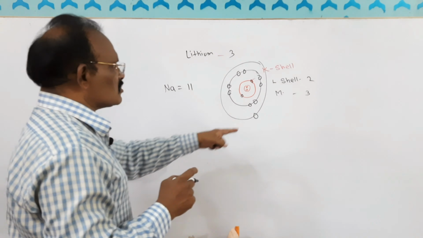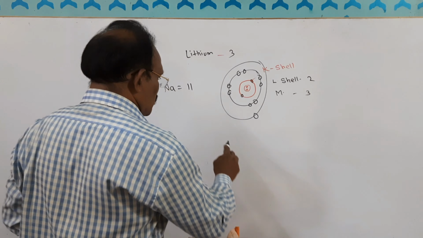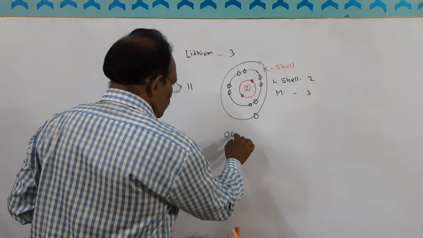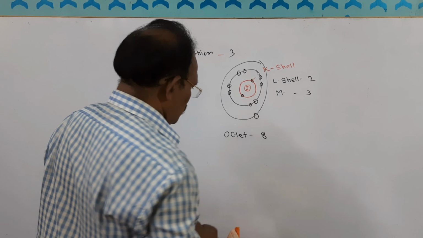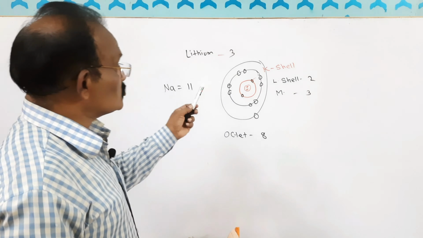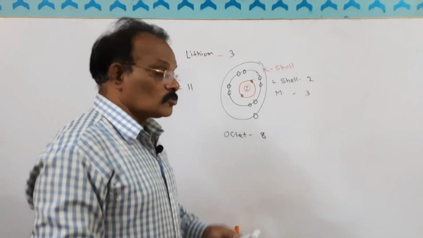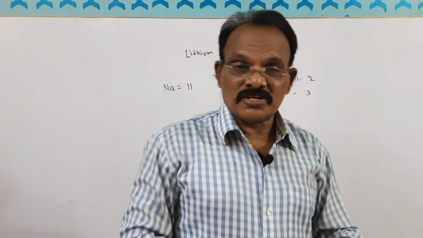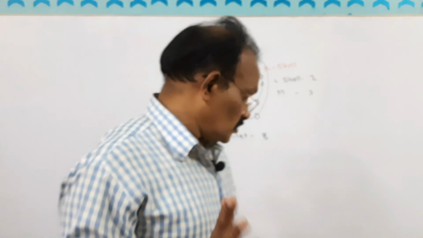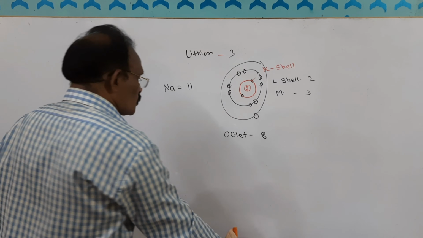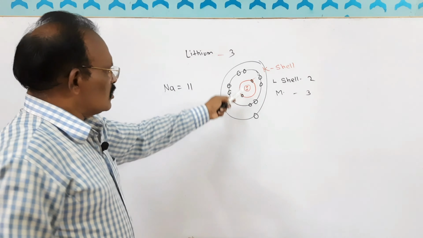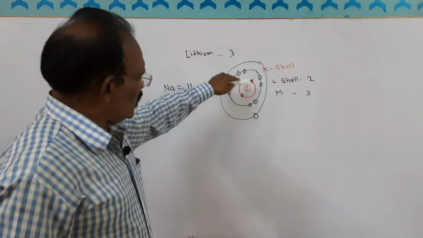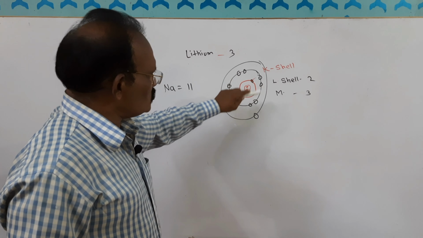If 8 electrons are present in the outermost orbit, then that is called octet. Octet is a Greek word for the number 8. 8 electrons should be present in the outermost shell. If not, it is not stable. It is not an inert one. So here sodium has 11, so its electrons will arrange in this manner.